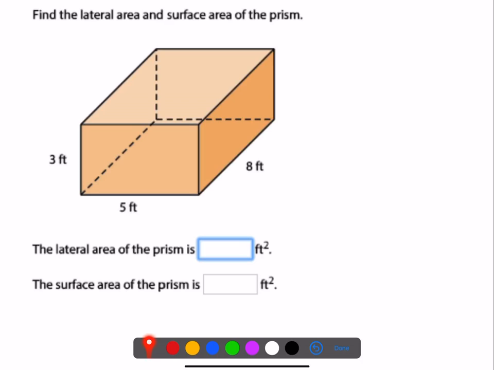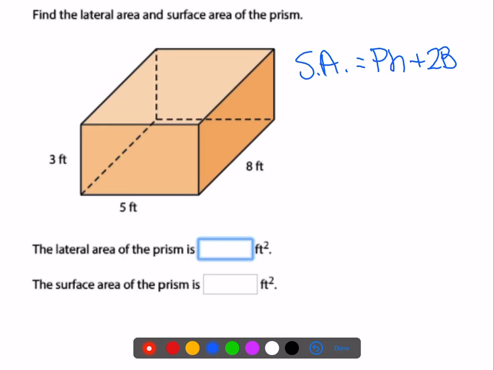Next up, find the lateral area and surface area of the prism. So this is very similar to how your test is going to be looking. So keep that in mind. So to find the surface area, we need to find the lateral area first. So surface area is equal to our perimeter times our height plus 2 times the area of our base.